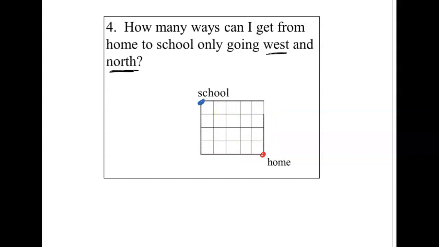If you want to pause the screen before I talk about the solution, please do so. If I look at the screen, going from home to school, I have to go west 5 times. 1, 2, 3, 4, 5. I also have to go north 4 blocks, or 4 times.